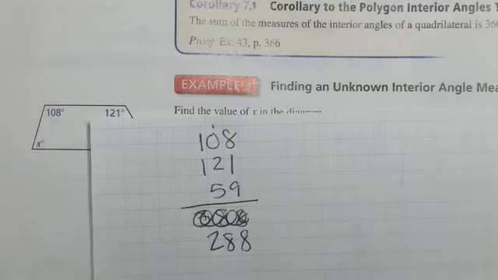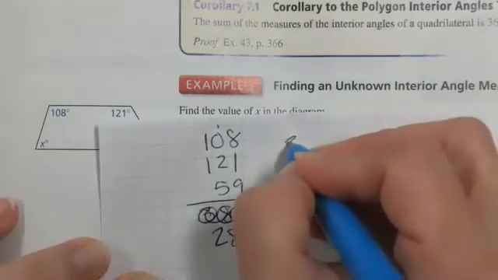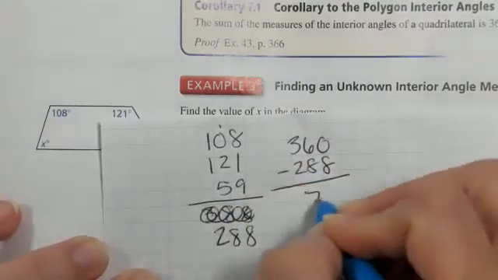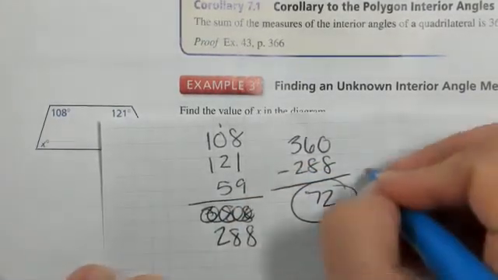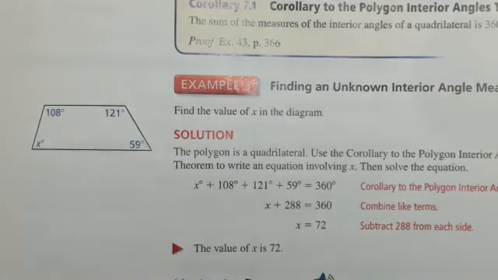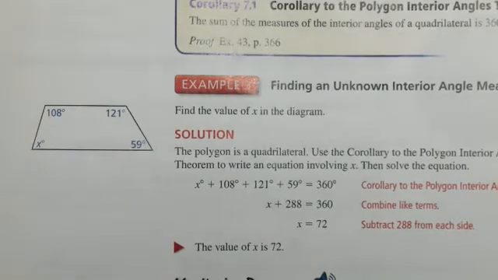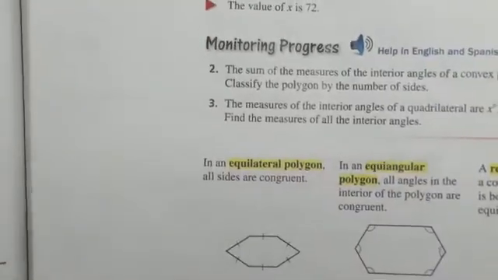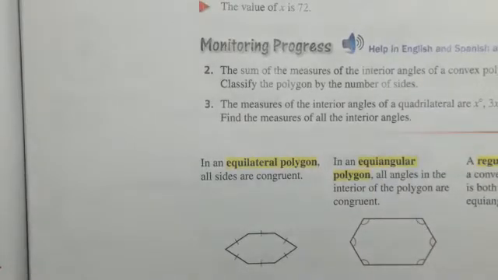Okay, 288. So then you can just subtract from 360. And we would say 360 minus 288, we would get 72. So x would equal 72. So you can solve that way. All right, let's try a couple.